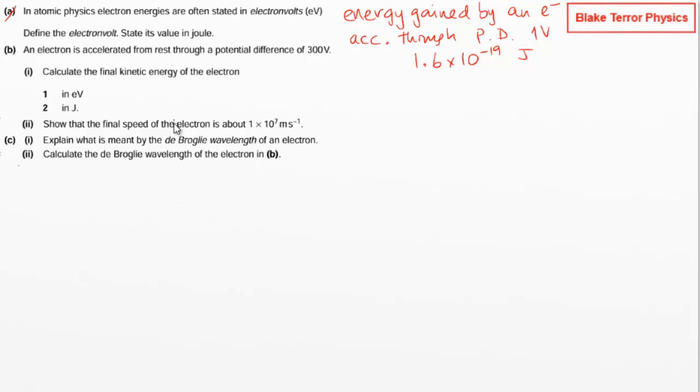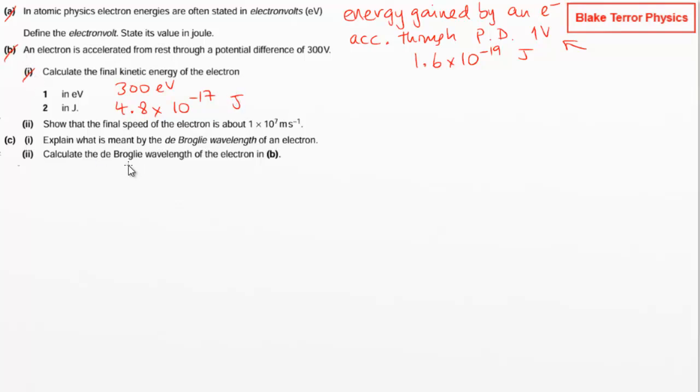Right, that's part A. B: an electron is accelerated from rest through a potential difference of 300 volts. Calculate the final kinetic energy of the electron in electron volts and in joules. In electron volts, it will just be 300 electron volts. That's the point of it all: 1 electron volt is if we accelerate through 1 volt, so through 300 volts we get 300 electron volts. For joules, we multiply by 1.6 times 10 to the minus 19. 3 times 1.6 is 4.8, and then the 100 makes that 10 to the minus 17 joules.